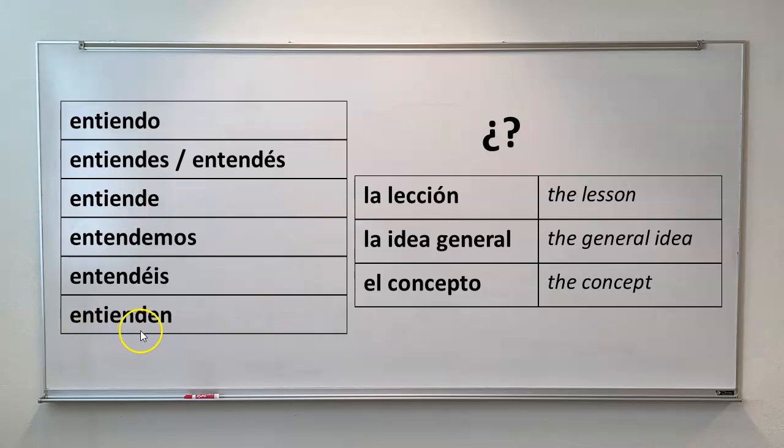One more example here. ¿Entienden? Let's go with ustedes. You. So, for example, as an instructor in the class in front of all the students, I would use entienden. Ustedes. Do you understand? So I would be asking the class, I would say, ¿Entienden ustedes la lección? Do you understand the lesson? Or do you understand the general idea? ¿Entienden ustedes la idea general? Or do you understand the concept? ¿Entienden ustedes el concepto?